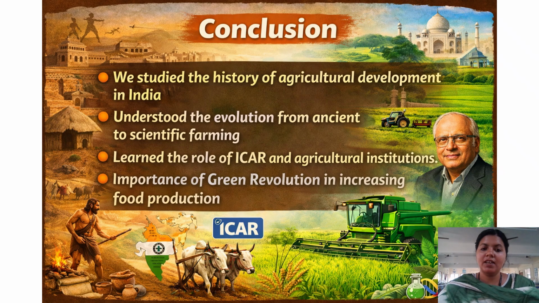So, students, in today's lecture, we studied the history of agriculture development in India, starting from the early hunting stage to modern scientific agriculture. We also learned about different historical periods, the growth of irrigation and farming practices, and the role of research and education in improving agriculture in India. We also discussed the contribution of ICAR and the impact of the Green Revolution, which helped India increase food production. So this lecture will definitely help us understand the importance of scientific farming to present day agriculture.